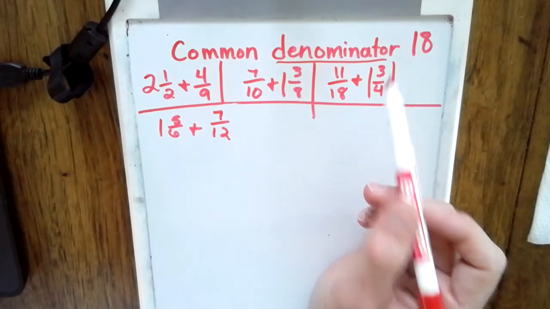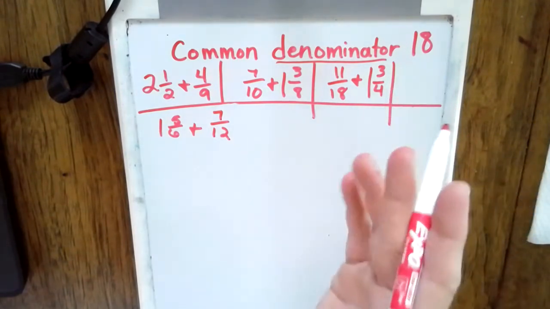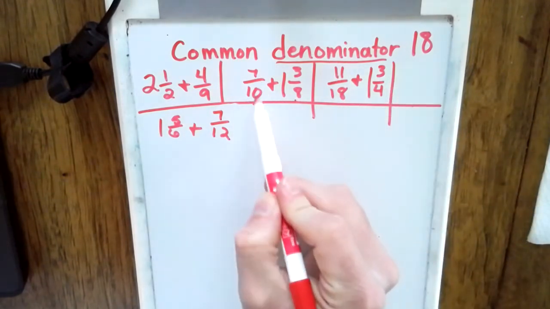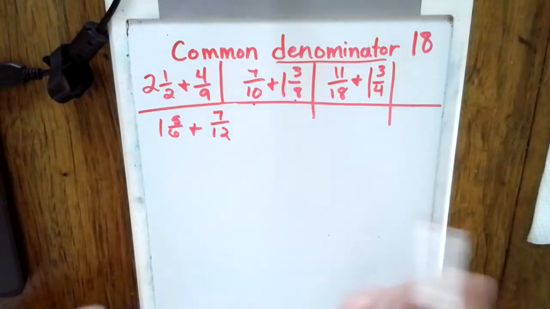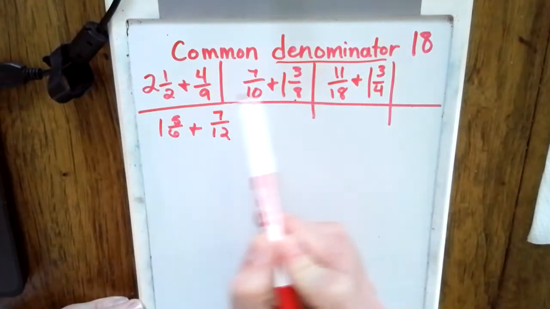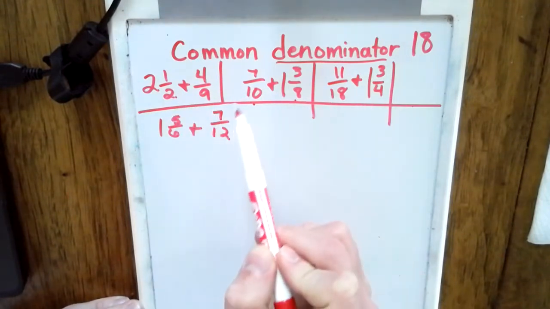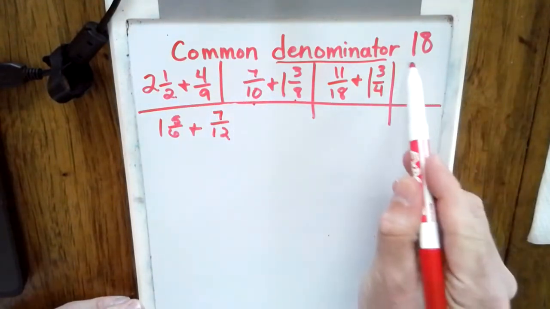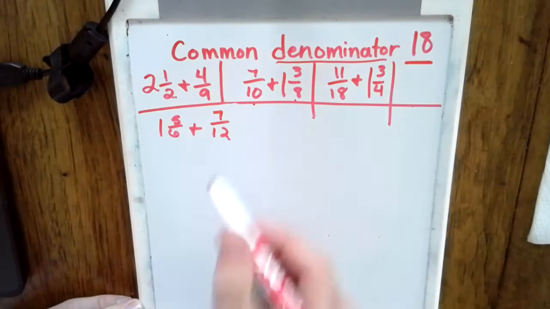So right here, it wants us to find a common denominator of 18. I'm going to start with the one that grabs my attention first, and that is 7/10 and 1 3/8. The problem wanted you to find, when you are adding or subtracting these pairs of numbers, which one is going to get you a common denominator of 18?